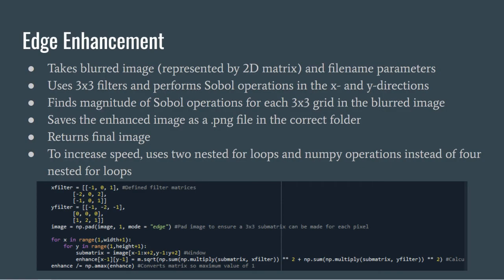The reason for this is that by avoiding intermediate variables, the process is slightly faster. In addition, by using NumPy functions multiply and sum, we should increase the speed slightly just by reducing the number of nested for loops used. After the moving window covers all of the pixels in the original image, the final image is divided by the maximum pixel value, so that the pixel values in the new image range from 0 to 1. This will make it easier for thresholding. The final image is then saved to the correct folder and then returned to the calling function.